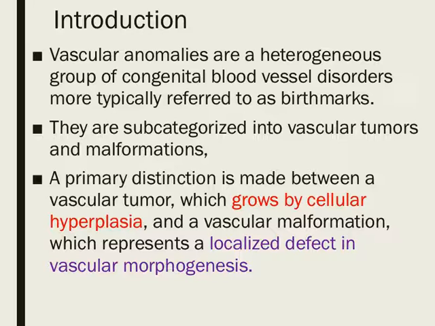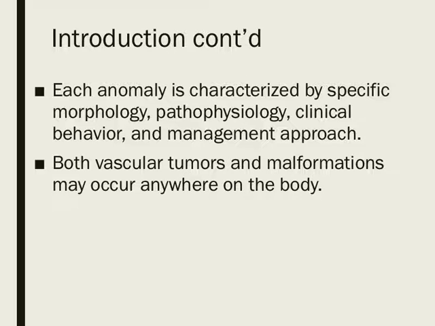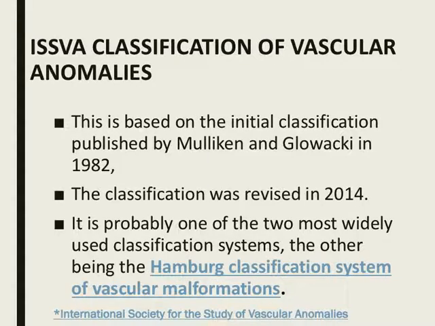So vascular anomalies are a heterogeneous group of congenital blood vessel disorders, multiply referred to as malformations. They are subcategorized into vascular tumors and malformations. A primary distinction between the tumors and the malformations is where they're coming from. The tumors are growing, with cellular hyperplasia, and in the malformations you have localized defects in vascular morphogenesis. So as it's being formed, those abnormal conditions occur. Each anomaly is characterized by specific morphology, pathophysiology, clinical behavior, and management approach. Both vascular tumors and malformations may occur anywhere in the body.